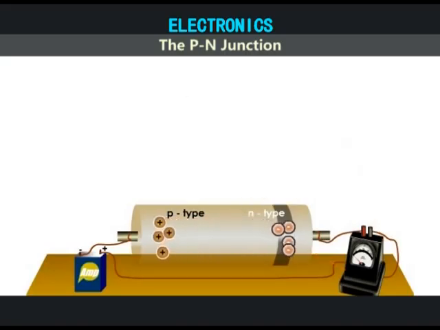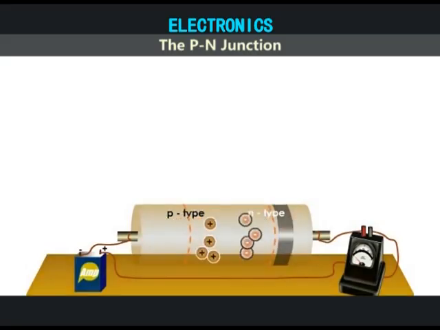This is because the electrons in the n-type region get attracted to the positive terminal of the battery and the positive holes in the p-type side get attracted to the negative terminal of the battery. That is, the reverse bias removes the majority carriers, thus increasing the potential barrier.